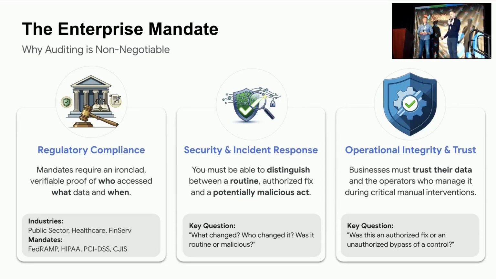And then the last one is operational integrity and trust. This is about giving the business confidence that they can trust the data that they use for their operations and decision making. And this can be achieved by giving them confidence that we can actually differentiate between someone making an authorized fix versus making an unauthorized bypass of security control.